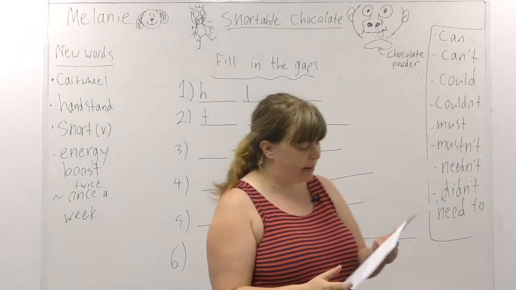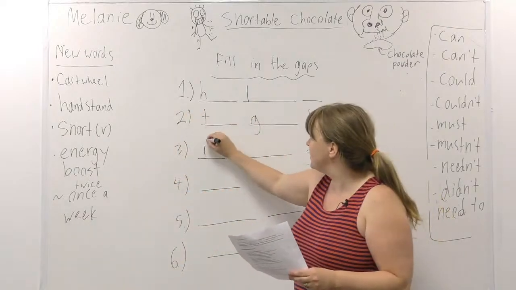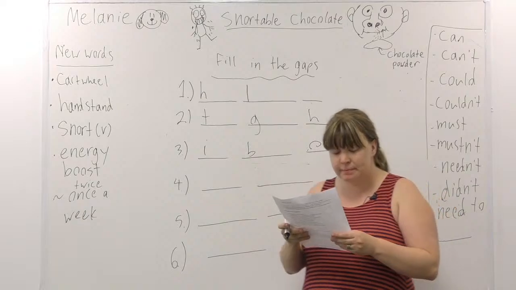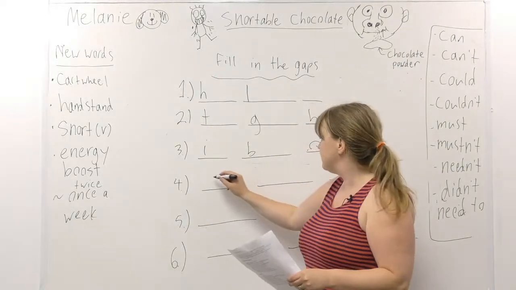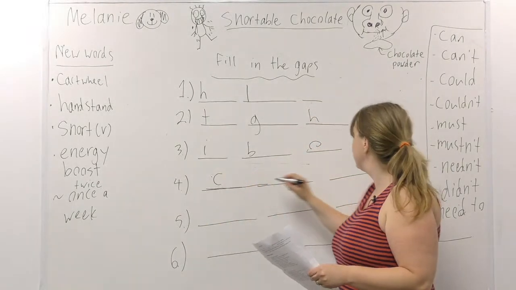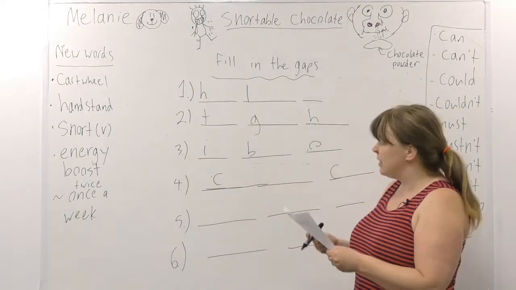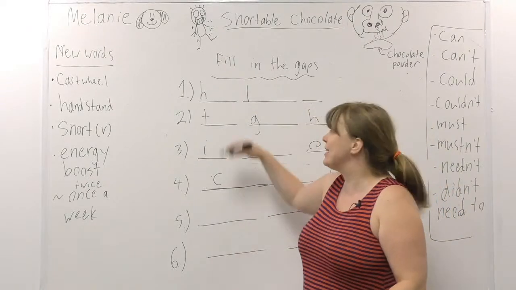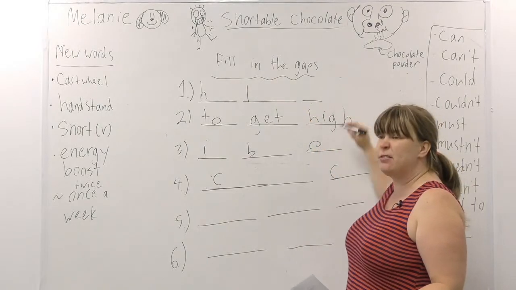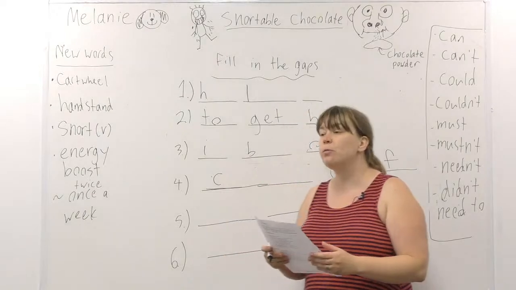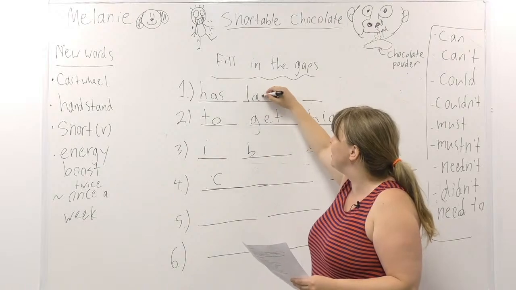Okay. And for number 3, the product, the raw cocoa bean, which is where? I'm humming a lot. Number 2, to get high. Excellent. Just 1 O, to get high. Nice job, you got it. Okay. Number 1 was has launched a.